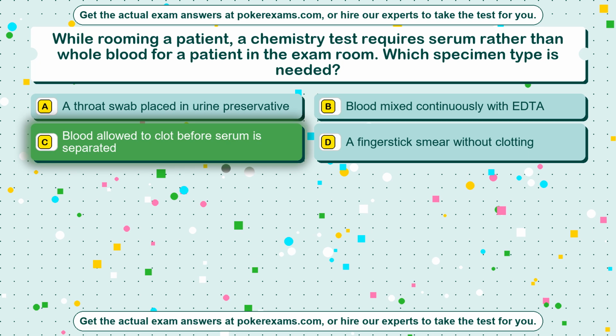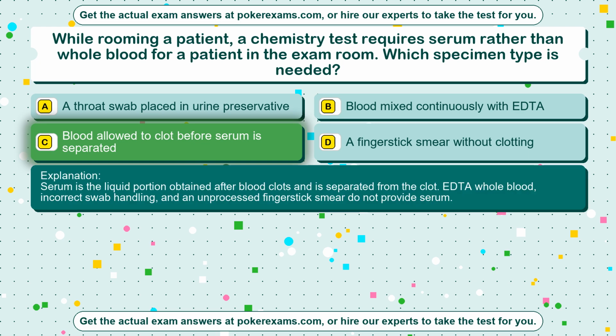The correct answer is option C, blood allowed to clot before serum is separated. Serum is the liquid portion obtained after blood clots and is separated from the clot. EDTA whole blood, incorrect swab handling, and an unprocessed finger stick smear do not provide serum.